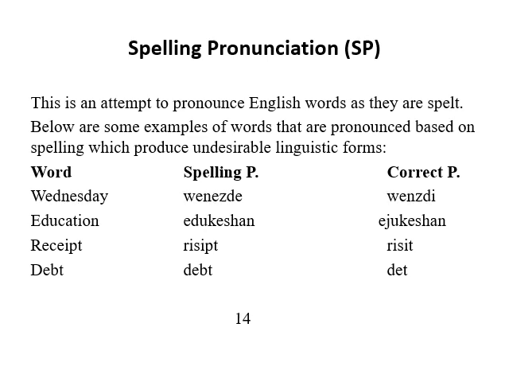So it is not "edu" but "education". That's the correct pronunciation. The next one is "receipt", or normally we say "receipt". The next one is "debt", but sometimes we say "debt". So these are some examples of this spelling pronunciation.